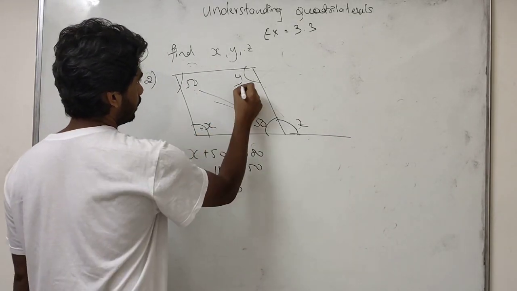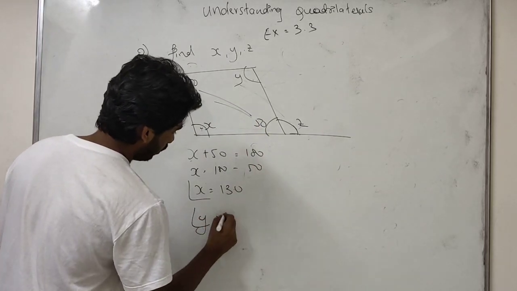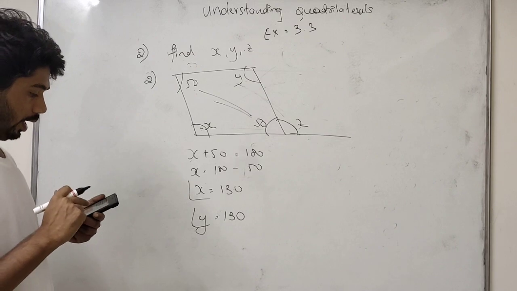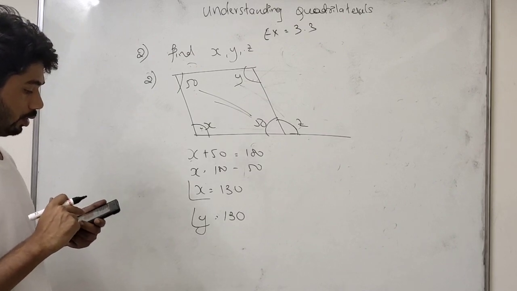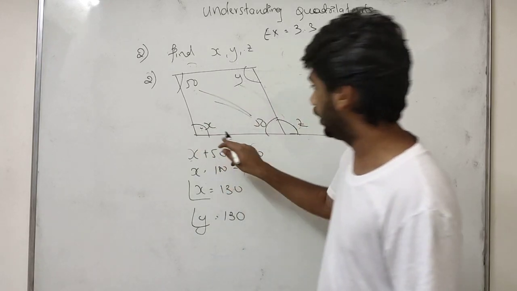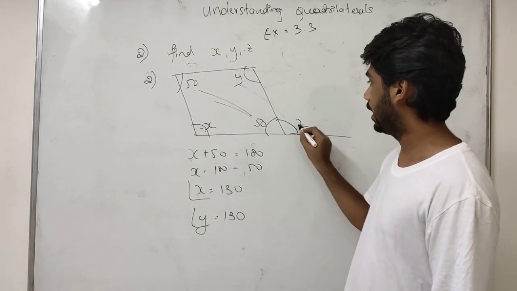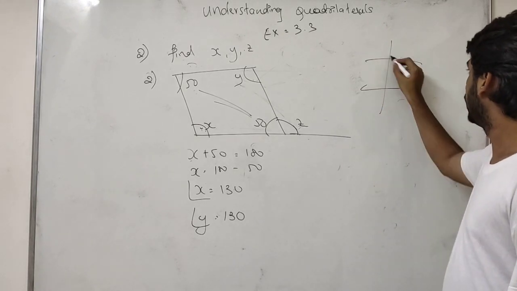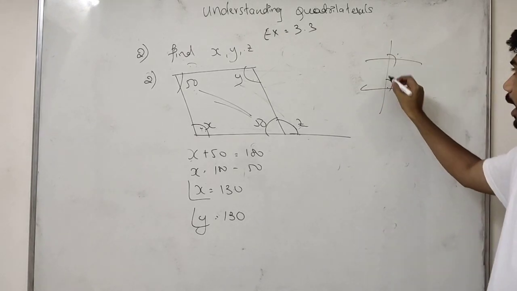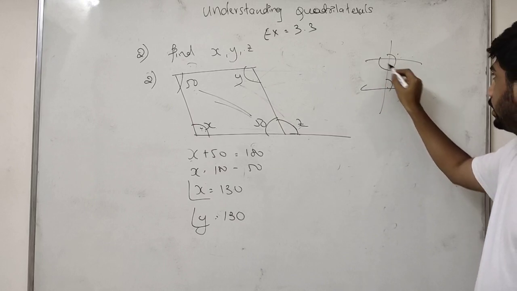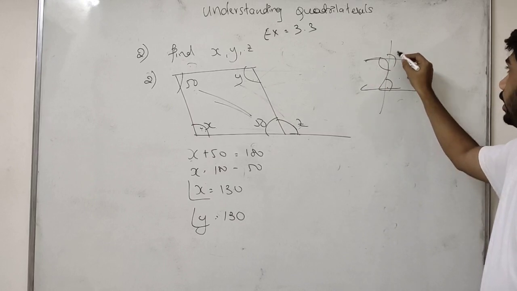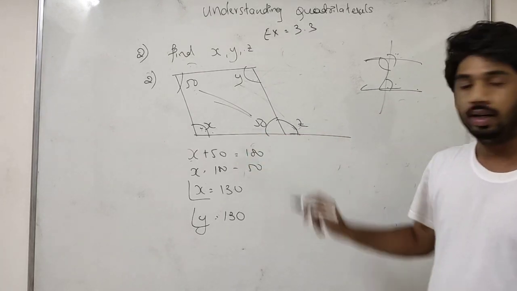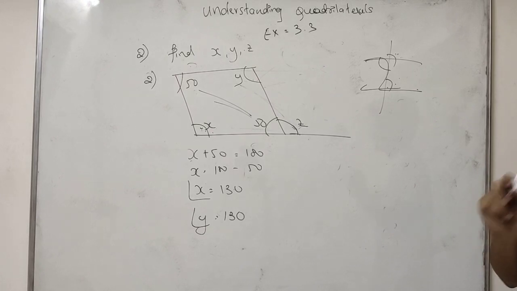This is 130 means angle y also will be 130 degree. So it is alternate angle. Friends, here one more thing. Angle x and y are corresponding angles. This will be a corresponding angle. This will be alternate angle. Z will be alternate angle. This will be a corresponding. So friends, this will be a corresponding angle.